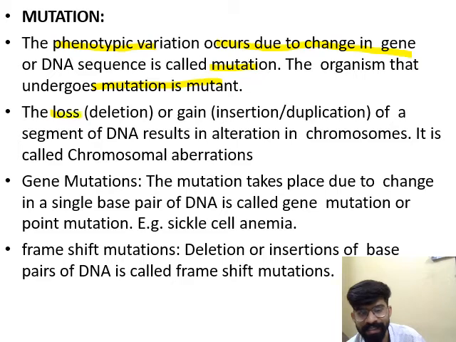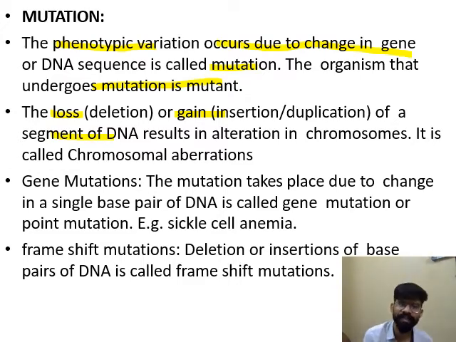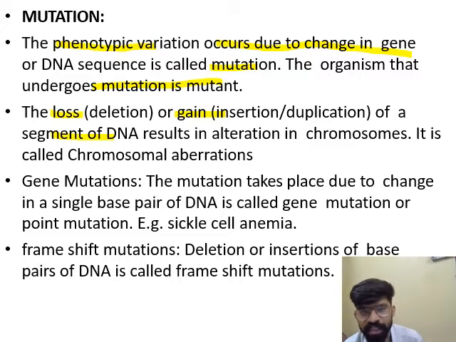Sometimes genes get deleted, sometimes an extra gene is inserted, or sometimes a segment of DNA is deleted, or sometimes a segment of DNA is inserted, which results in alteration in the chromosome. These are known as chromosomal aberration.